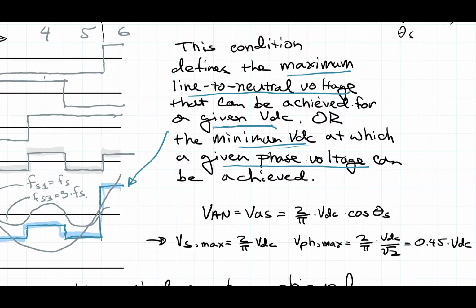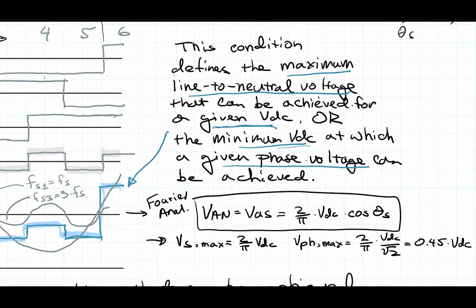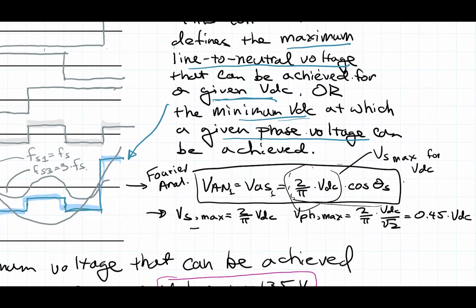So if you do the Fourier analysis on this waveform here, you will get this term for phase AN. It's going to be cosine. This is going to be the fundamental component, and that's the thing that you're interested in. This is what you can use to drive your motor. And so this is essentially the VS max that you can absolutely achieve for a given VDC. So that's what this says right here.